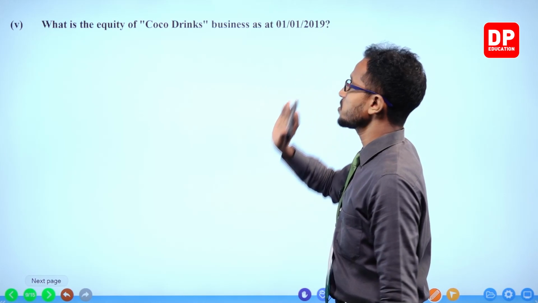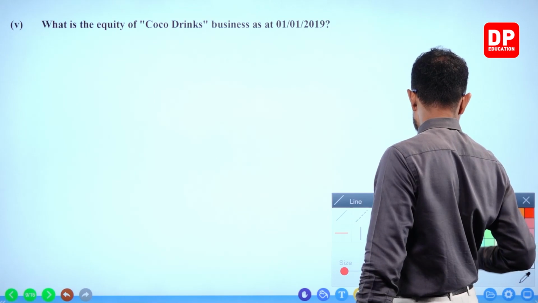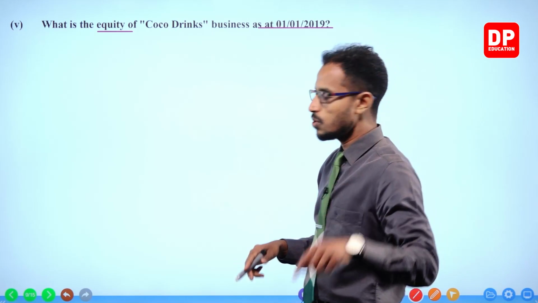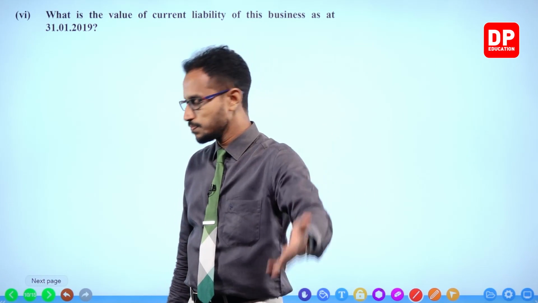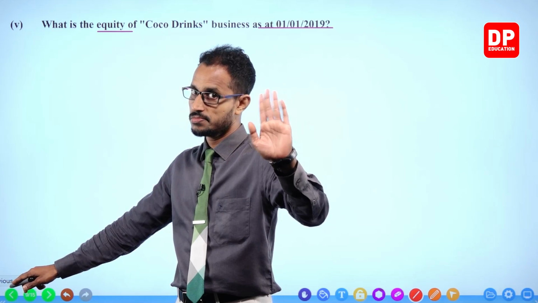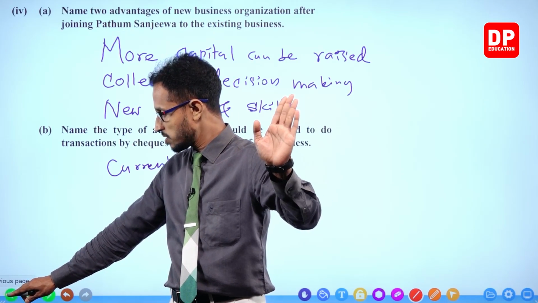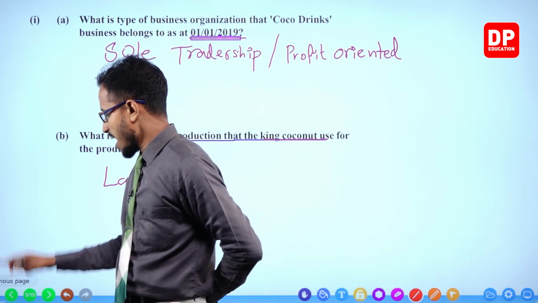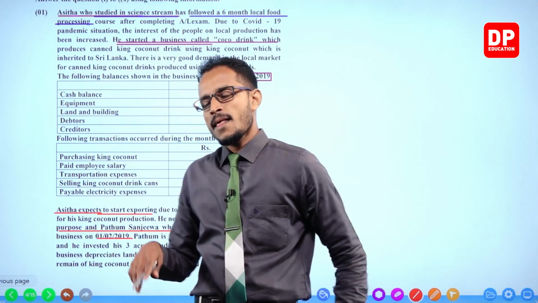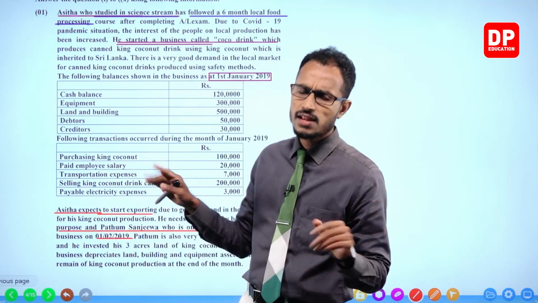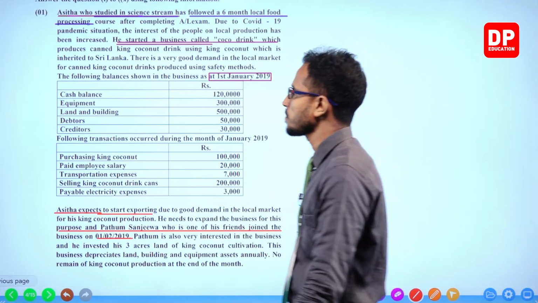Next, what is the equity of the cocoa drinks business as at 1st January? Now we have to calculate equity as at 1st January. Don't go to February, don't go beyond January. Just stay on January 1st and calculate the assets. If there are liabilities, you can use the assets minus liabilities method. Or if there are no liabilities, just calculate the assets invested by the owner.